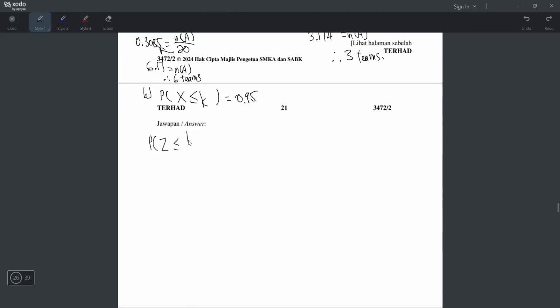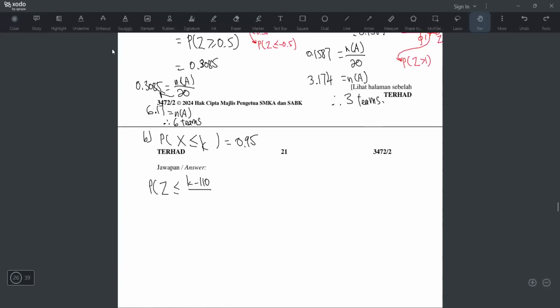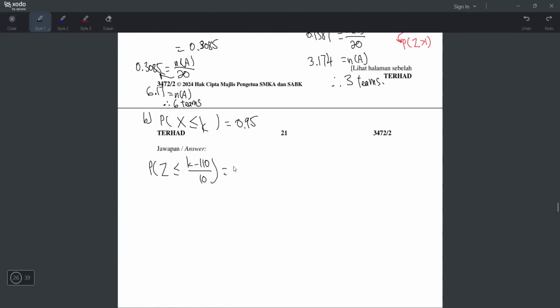The formula is K minus mean 110 divided by standard deviation. What's the standard deviation? I forgot. Mean is 110, standard deviation is 10, sorry. Okay, and then equals 0.95. And when the inside cannot be done, because you don't have K, right? So the way I teach my students, if the inside cannot be done, you let C equal K minus 110 over 10. Okay, and then now you rewrite the whole thing: P(Z smaller or equals C) equals 0.95.